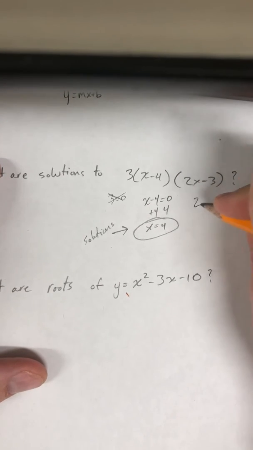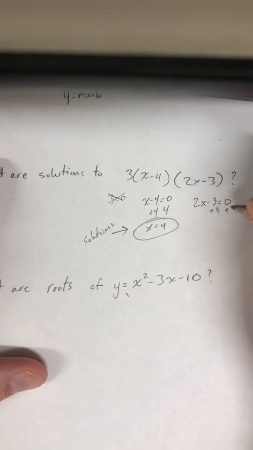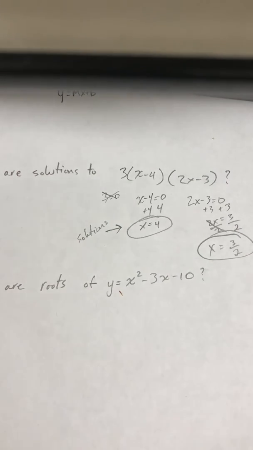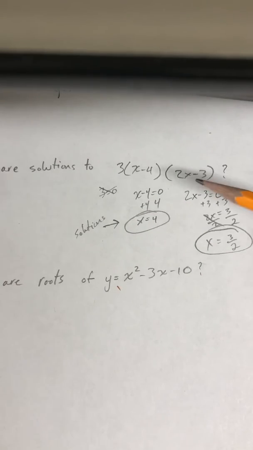For this one, it's the same thing. Set the factor equal to 0 and solve. So this is 2-step. We'll add 3, and then we will divide by 2. And x is equal to 3 over 2, or 1.5, however you want to say it. But this quadratic touches the x-axis at 4 and at 3/2.